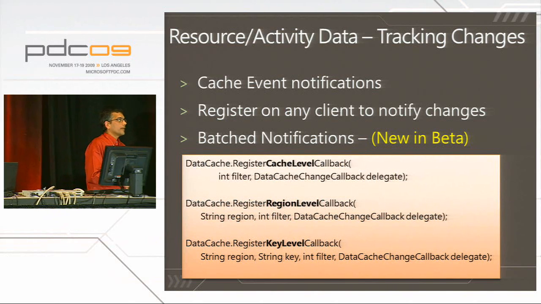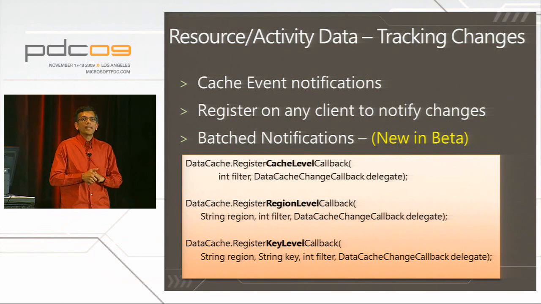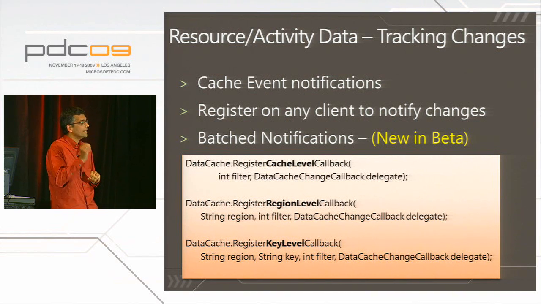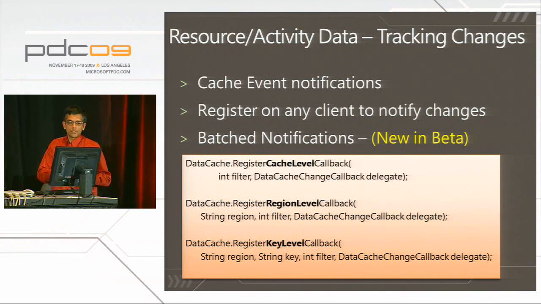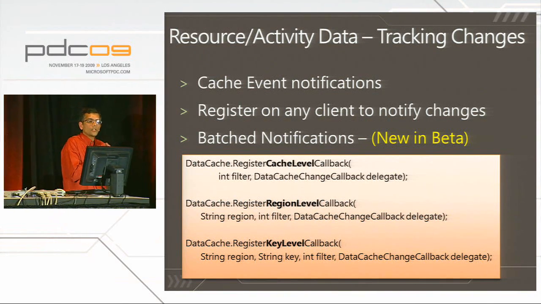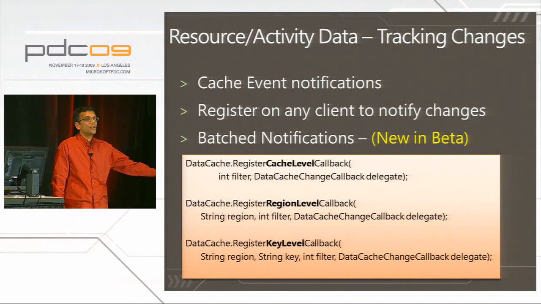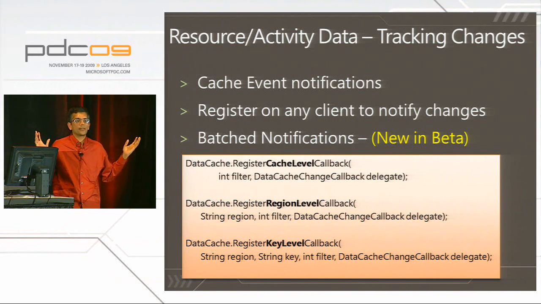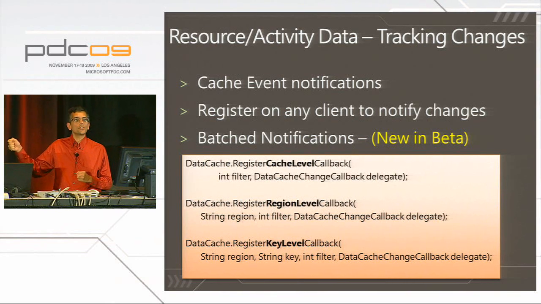Final thing, the final feature that is relevant for the resource activity data is notifications. The cache supports notifications, which means you can track changes that are happening to the cache at the level of a key or at the level of the entire cache. It's very simple. You go to your application and register a callback. Here's the callback that you need to call, and here's the name of the cache. So if you want to see any changes that happen at the catalog level, or at the region level, or at the key level, saying if K1 changes, let me know.